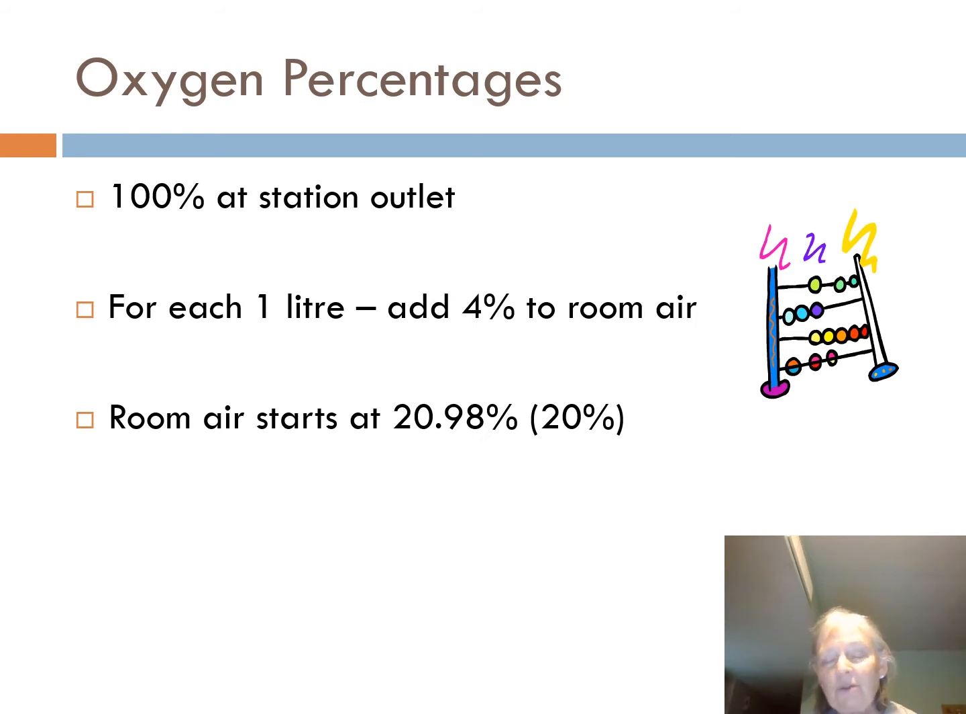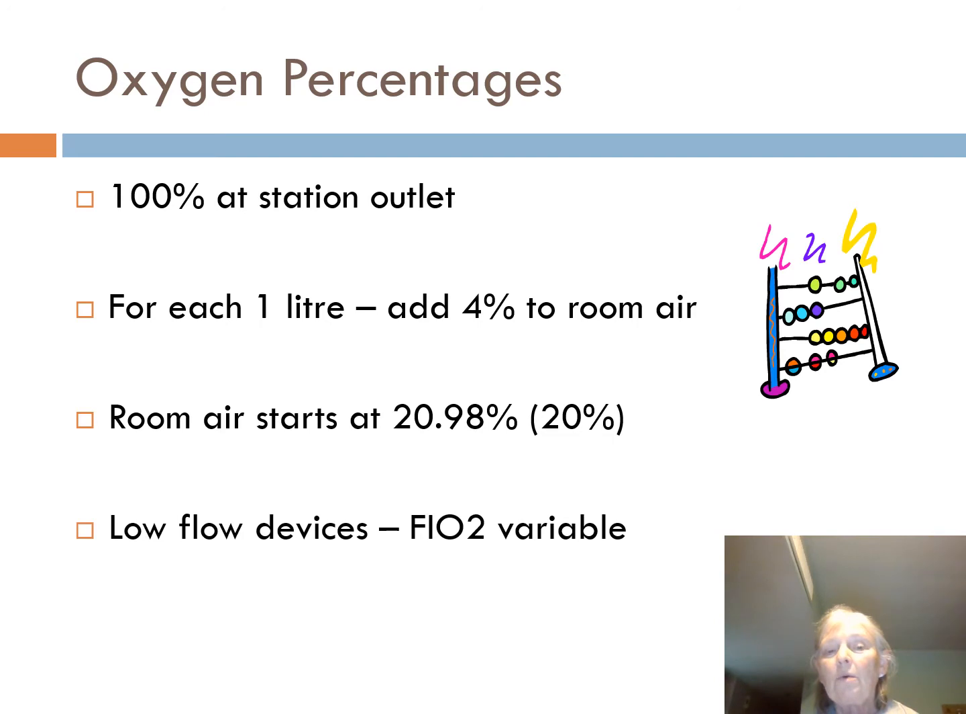I can't tell you what the board's going to use, but I'm going to tell you it's really easy to figure it out. All you have to remember is add 21 to 4, which is 25, or add 20 to 4, which is 24. With our low flow devices, the FiO2 is variable.